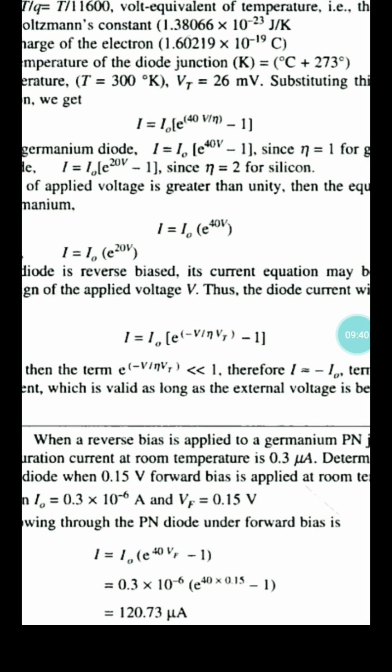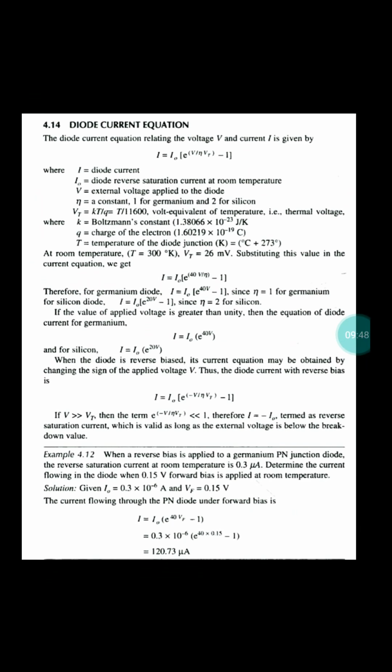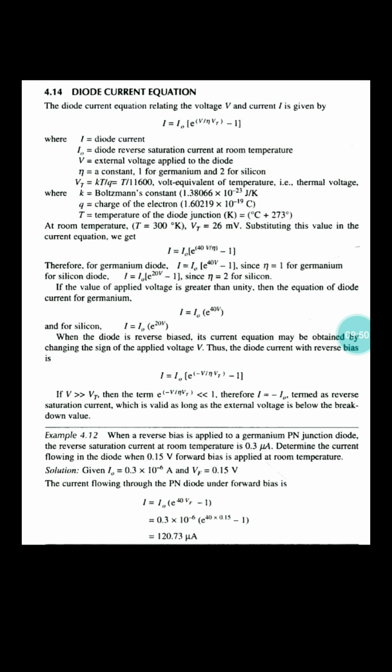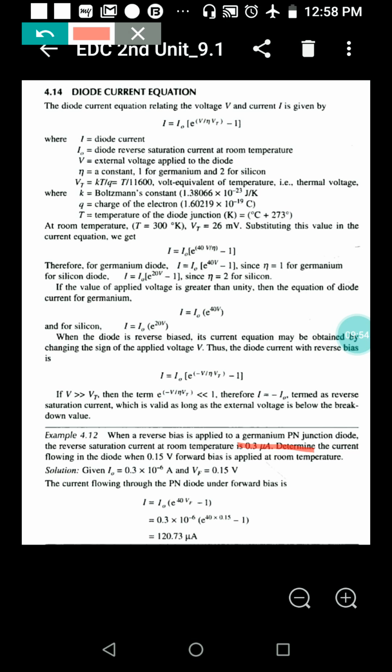I is equal to I naught into e to the power of 40 Vf minus 1. So why do I write 40 Vf here? Because it is a silicon diode. Here it is mentioned, sorry, it is a germanium diode. That's why we can write e to the power of 40 Vf minus 1. See here, all data is given in the problem.